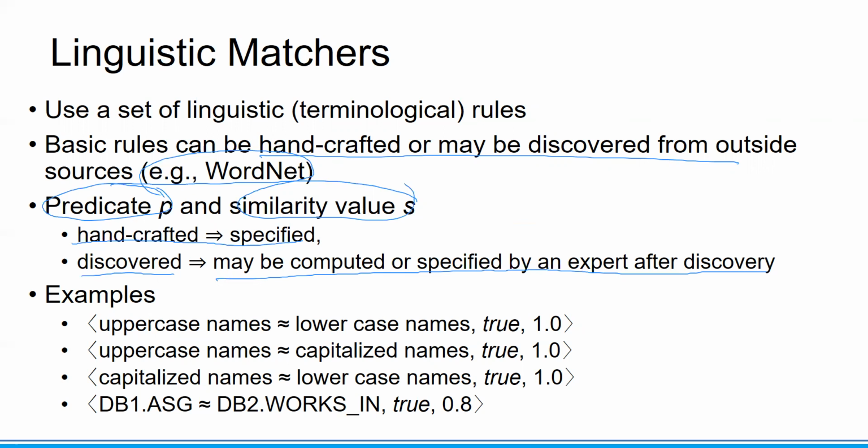So let's say we want to check the uppercase name and lowercase name. If the uppercase name is equivalent to the lowercase name, and it is true, true is equal to 1. Or the uppercase name is equivalent with the capitalized name and true, it is 1, and the capitalized name equivalent with the lowercase name, it is true, then it will also equal 1. Or we can also deal with, for example, DB1. We have database 1, and this is the attribute or the column ASG assignment. It is equivalent with DB2, and the name of the entity is works in. So the predicate will be true when the similarity value is 0.8. So you can define this kind of function.